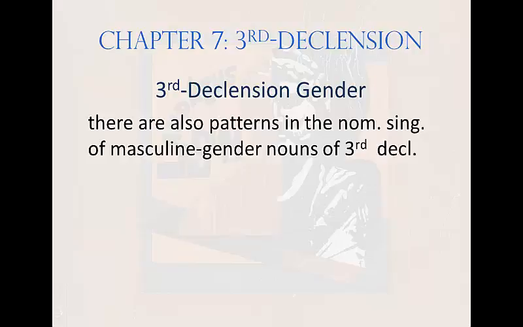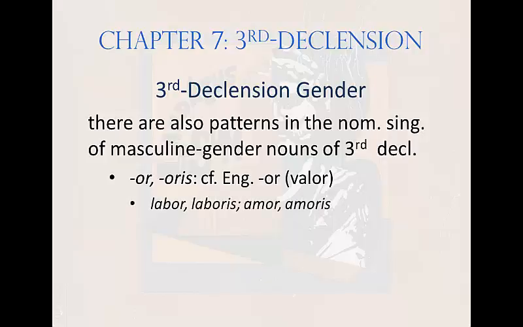But not all noun suffixes in third declension are feminine. Some are masculine. Here are 2 examples. The suffix or, oris, from which we get English words like valor, and Latin produces words like labor, laboris, work, and amor, amoris, meaning love, always generates masculine gender nouns. Note the nominative singular as well. Here the base or and the nominative singular s combine to create a nominative singular or.